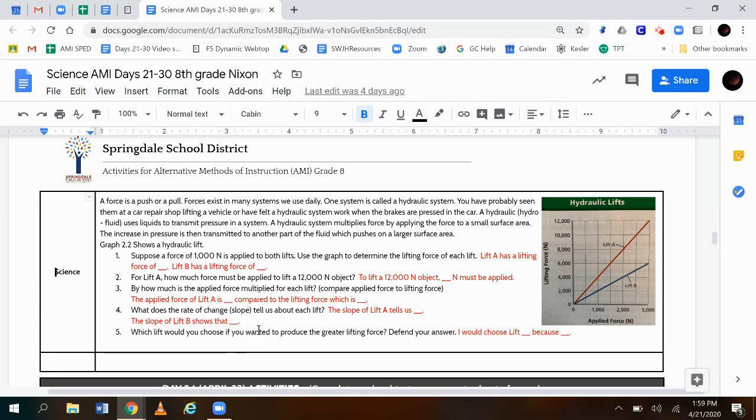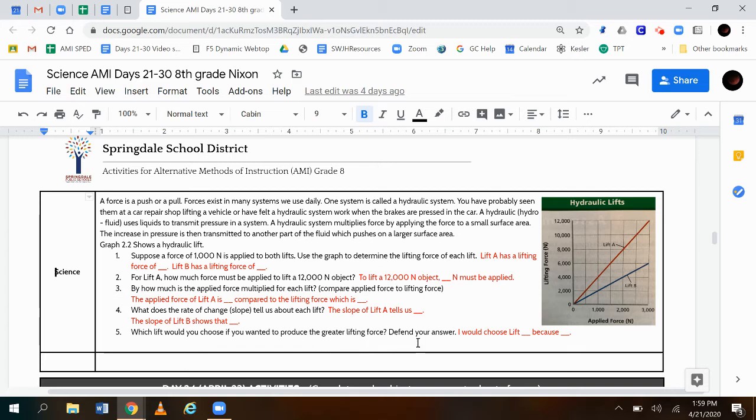Let's look at number 4. What does the rate of change or slope tell us about each lift? So now we're looking at the slope. This is the slope for lift A. This is the slope for lift B. What does it tell us about each lift? And the last question is, which lift would you choose if you wanted to produce the greater lifting force?